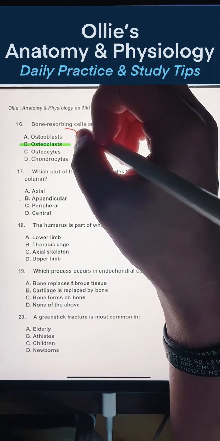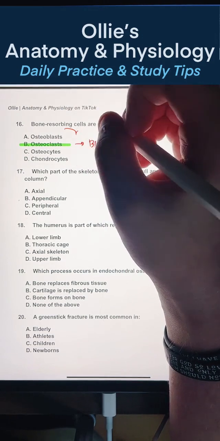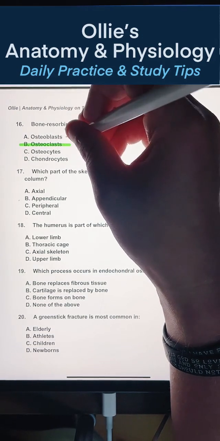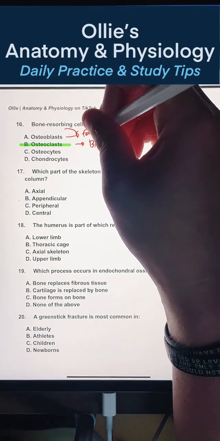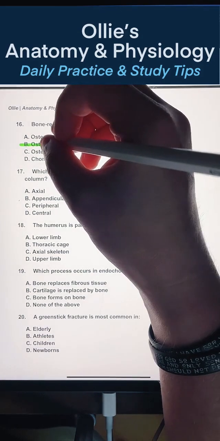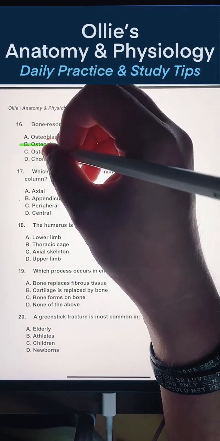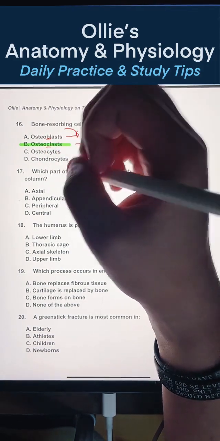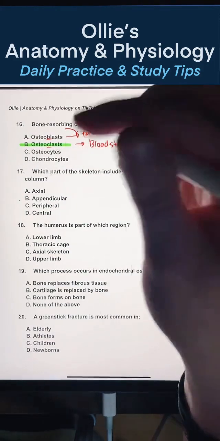Osteoblast would do the opposite. It would take calcium from your blood and use it to form new bone. The way that I remember this is osteoblast, B for build up bone. Osteoclast, C has chew in it. Chew means to break down.